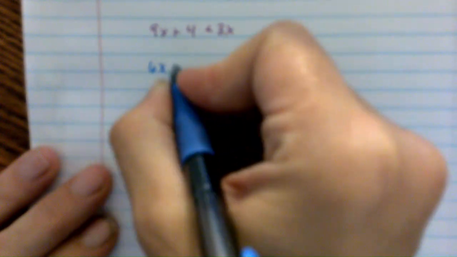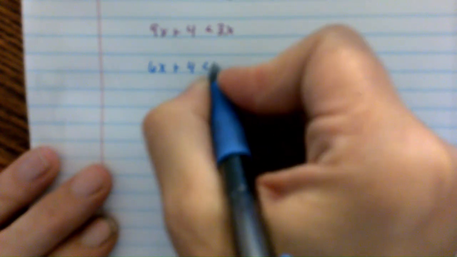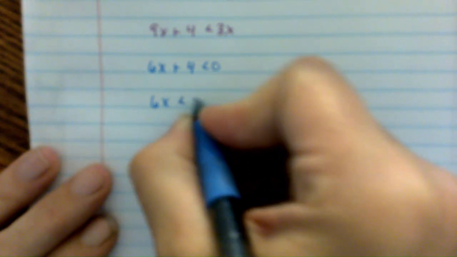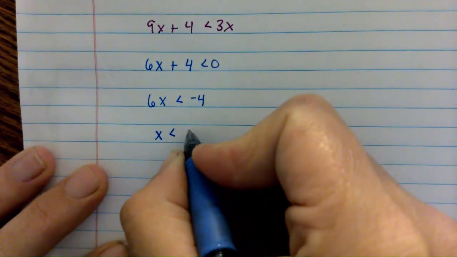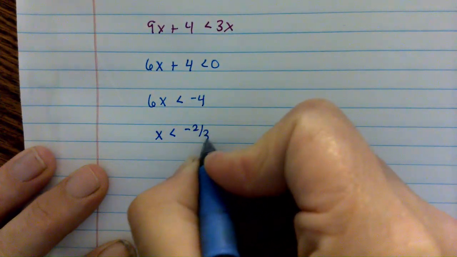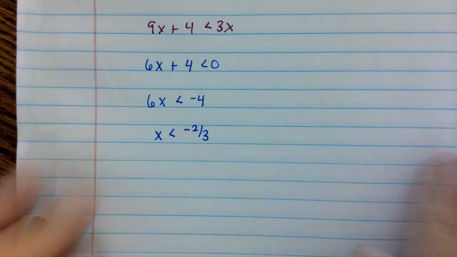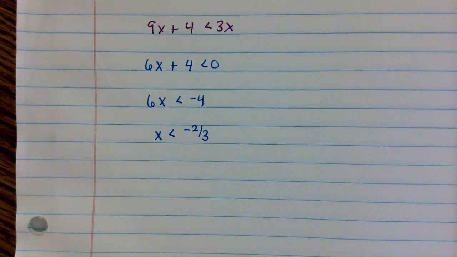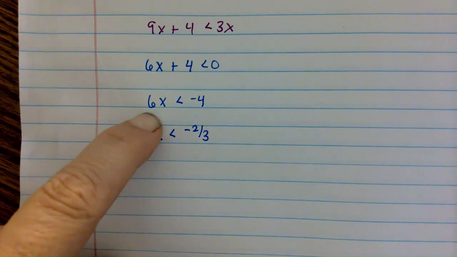Okay, I could subtract the 3x, subtract the 4, and then divide by a positive 6. -4 over 6 reduces to -2 over 3. So I could do it that way. Here, I did not flip the inequality sign because 6 was positive.